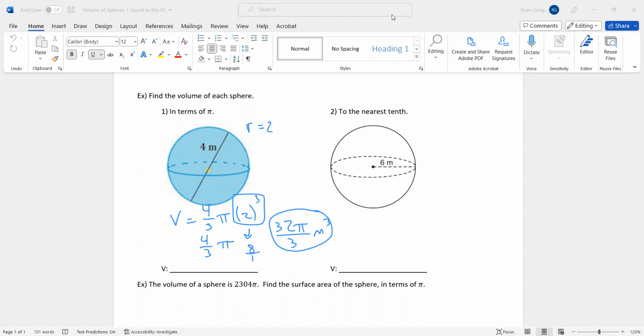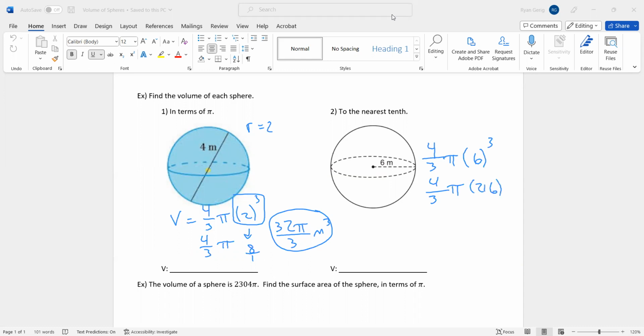Okay. Next one, the radius is 6. So 4/3 pi times 6 to the third power. Now, 6 to the third power, probably need a calculator for that. So 6 times 6 times 6. There is a button on your calculator that does it. If you haven't seen it before, ask in class. I'll show you. Probably a good thing to know.